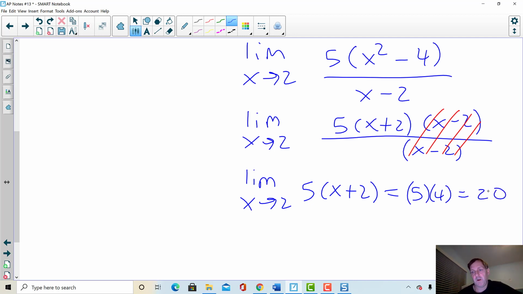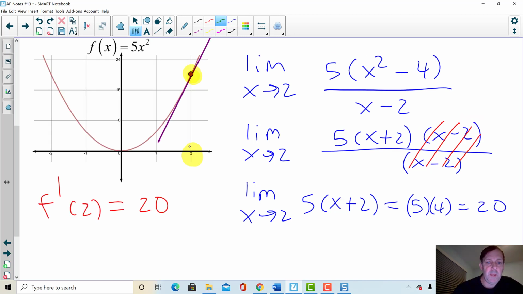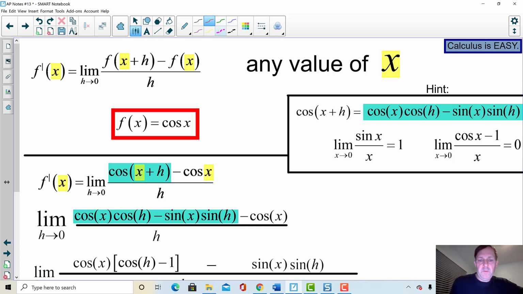And we get 20 for our answer. What does this mean? Well, again, it means when x is 2, the slope of the tangent line is 20. Okay, now we're going to do kind of a challenge one.